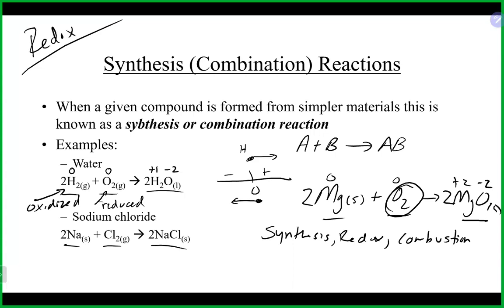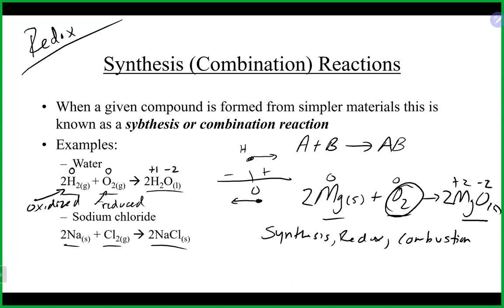Just like we saw with double displacement reactions, we could call it a precipitation reaction. A precipitation reaction is also a double displacement reaction. So there are different ways that you could classify the same reaction, again, depending on what you're looking at.